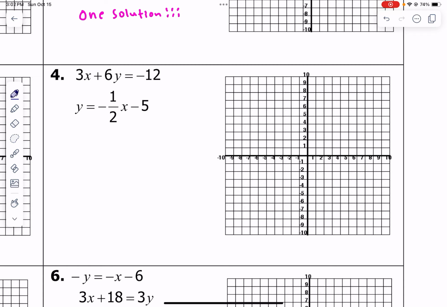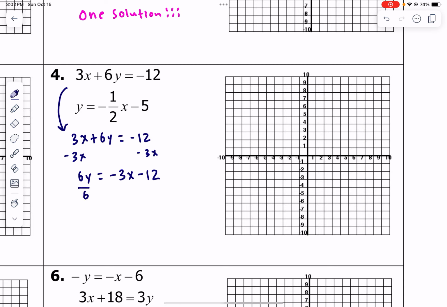So for this one, what I recommend is solving for y for that top equation that they give you. You get 6y equals -3x minus 12. When you move the -3x over, divide by 6 on both sides. You get that y equals -1/2 x minus 2.